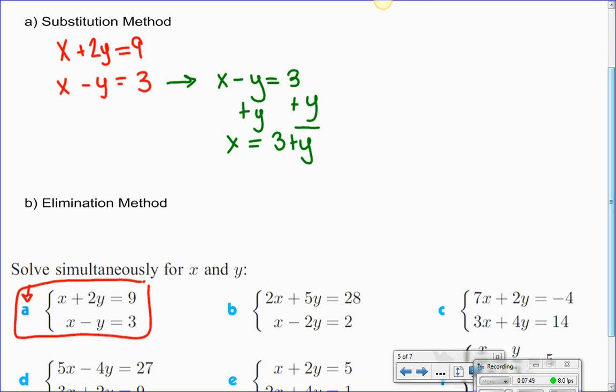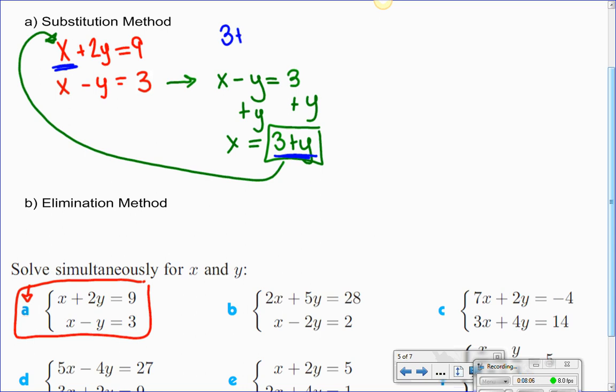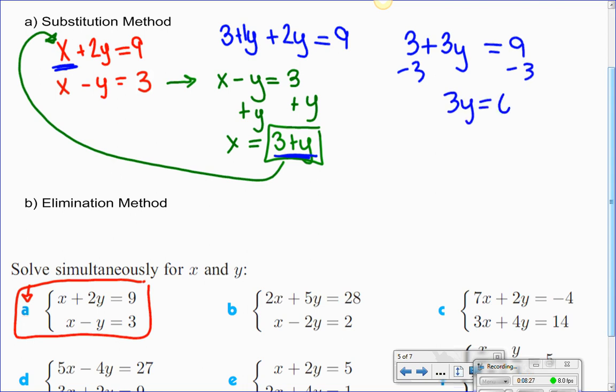Then we're going to take that 3 plus y, which is equal to x, and we're going to substitute it in for x in the other equation. So make sure you don't use the same one you just used. Okay? So instead of x, here, I'm going to write 3 plus y. I'm going to substitute. So 3 plus y plus 2y is equal to 9. And then I solve for y. So I have 1y plus 2y. So on the left side I have 3y. When I add them together, is equal to 9. I can minus 3. And 3y is equal to 6. Divide both sides by 3. And we get y equals 2.